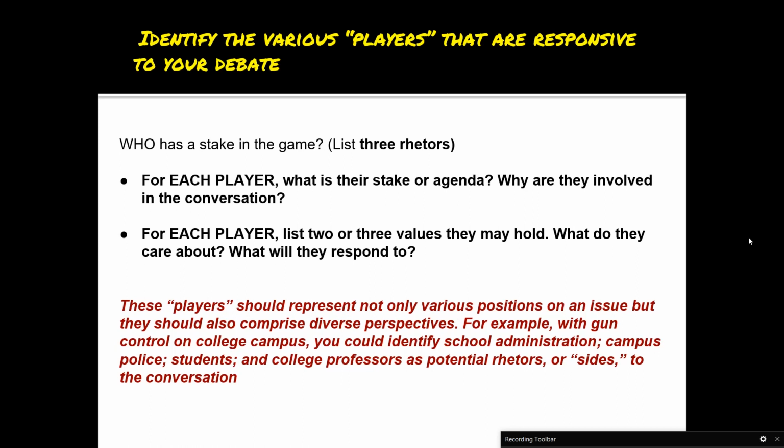So who has a stake in the game? For each player, what is their stake or agenda? Why are they involved in the conversation? For each player, list 2 or 3 values they may hold. What do they care about? What will they respond to? These players should represent not only various positions on an issue, but they should also comprise different perspectives. For example, with gun control on college campus, you should identify school administration, campus police, students, and college professors as potential speakers or sides to the conversation.